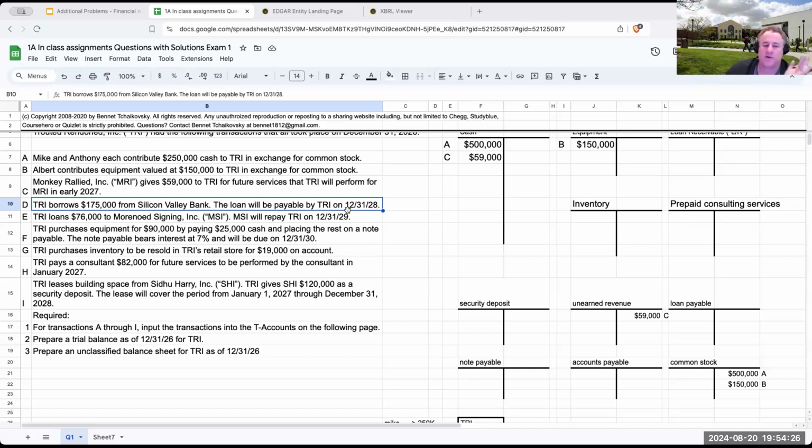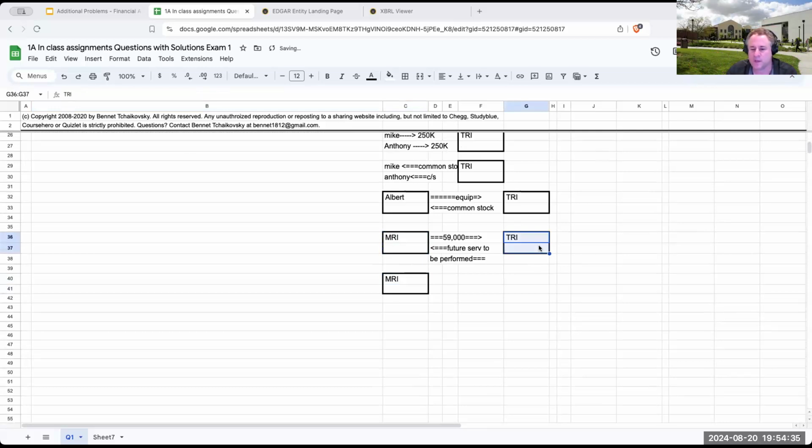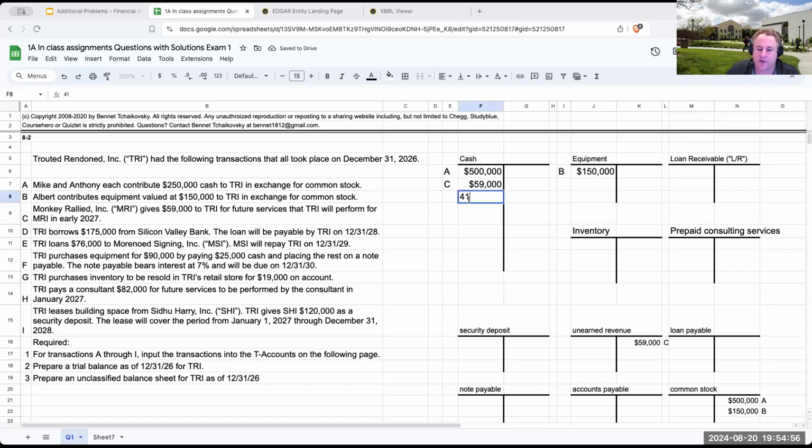It's fun. So if I'm borrowing money from Silicon Valley Bank, that means I'm receiving cash. So let's look at this over here. Silicon Valley Bank is giving us cash, up here, it is 175,000. Now, are they giving this money to me for free? Well, we're getting 175 grand. So I'm receiving cash of 175,000.